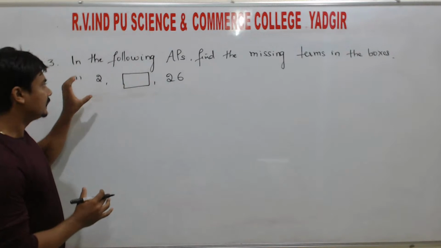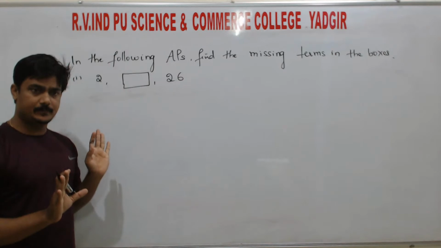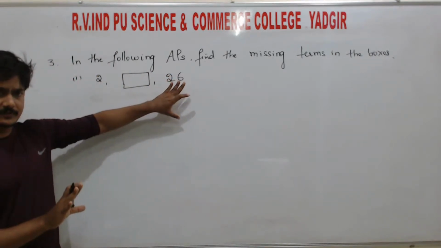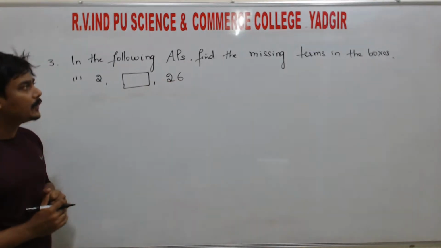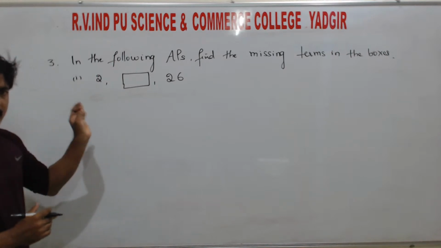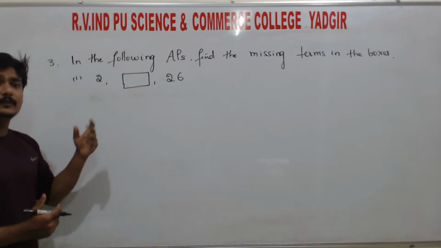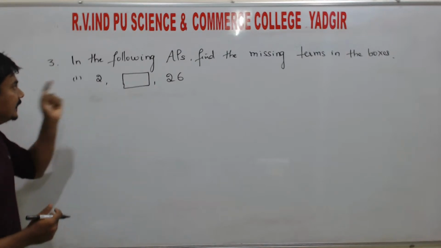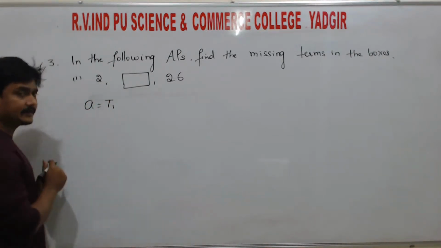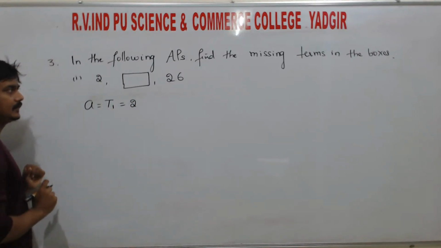So we are given that this sequence is arithmetic progression. And we are asked to find out what? Missing term in the box. First, I will note down what we are given and what we are asked to compute. In this question, dear students, we are given A, that is T1, first term, which is 2. This is given to us.